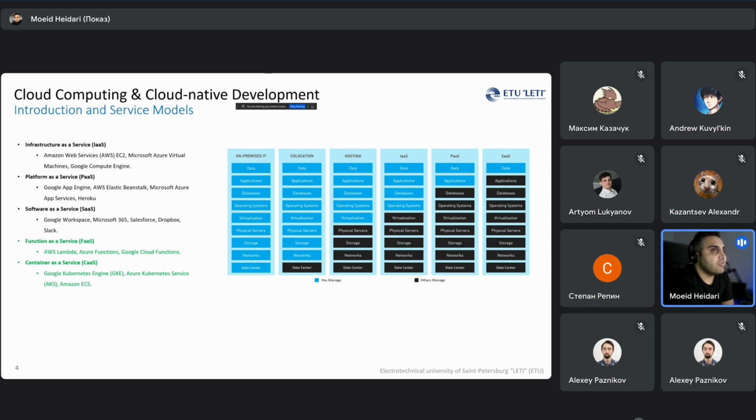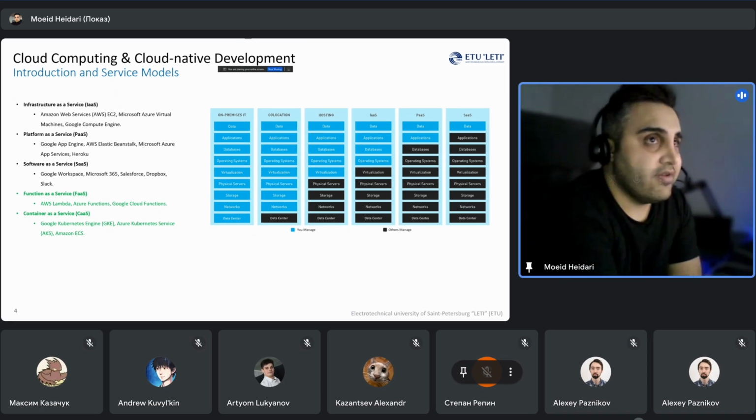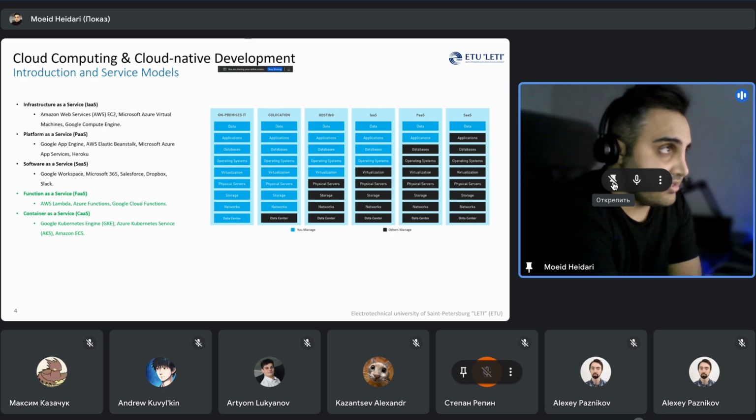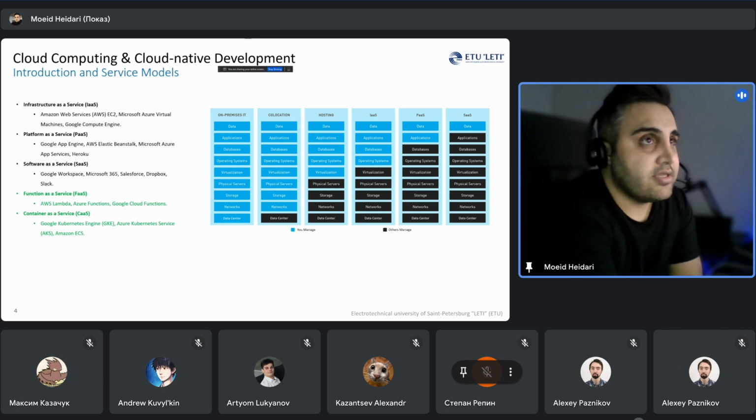So the only thing that you need to be worried about, and that you are responsible for, is the application and the data which is available for the application. The data that is going to be fed to the application is your responsibility. So it's the next level above infrastructure as a service.